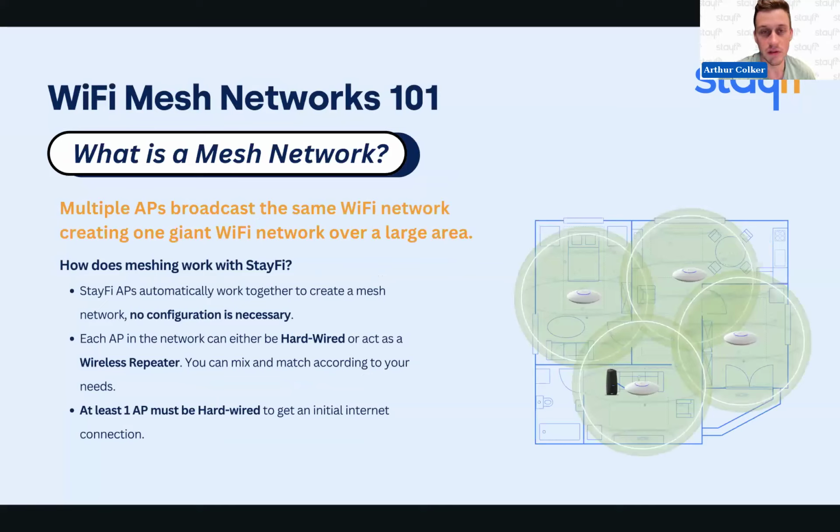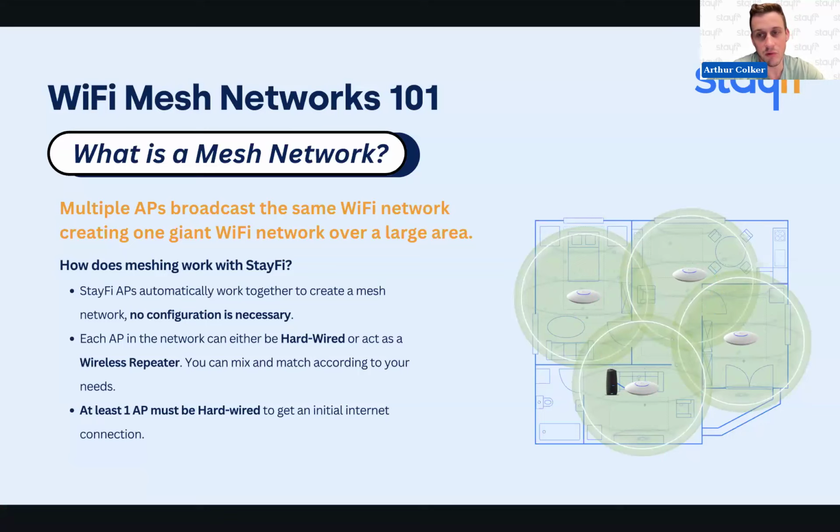So how does building a mesh network work with StayFi? What's great about our devices is that they mesh automatically, so you don't need to do any extra configuration or syncing. When you plug the second device into power, it will automatically mesh with the first device that is hardwired. You can see in this diagram to the right, we have one device plugged into the modem router, and then we have 3 others that are plugged into power, and they're all going to mesh with the closest device automatically. So there's no need for extra configuration.